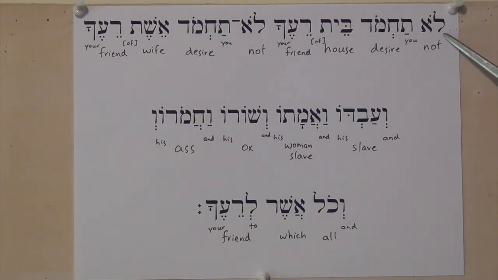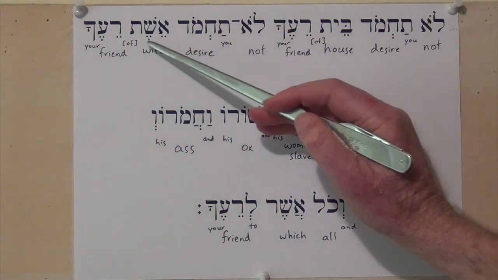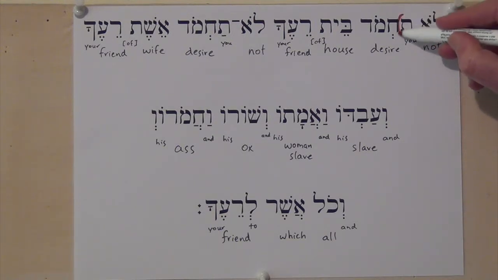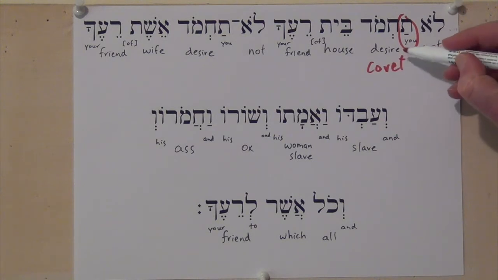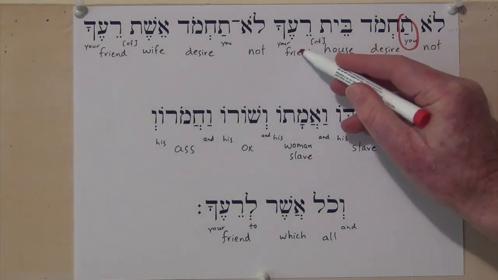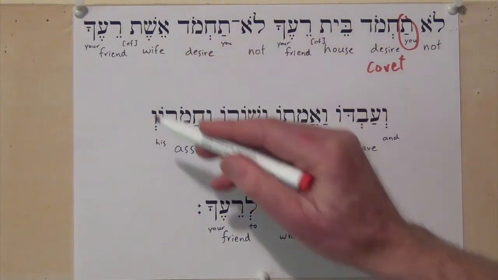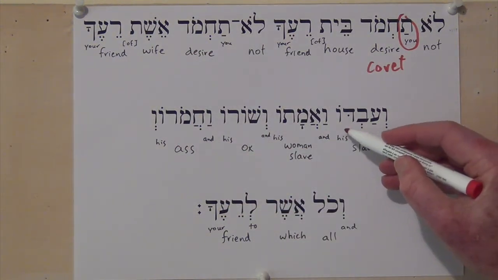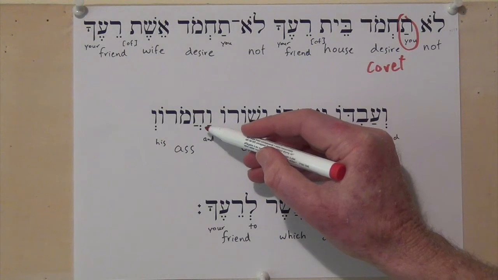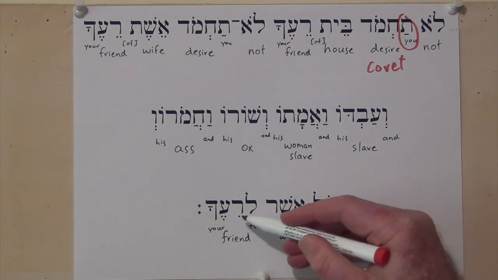So verse 17, the final commandment: Lo tachmod beit reecha, lo tachmod eshet reecha. So, not shall you desire, do not desire, or the old word is covet, or we say want, the house of your friend; not you desire the wife of your friend, or his servant, or his maidservant, or his ox, or his donkey, or anything that belongs to your friend.